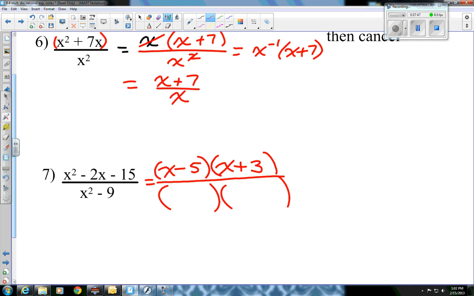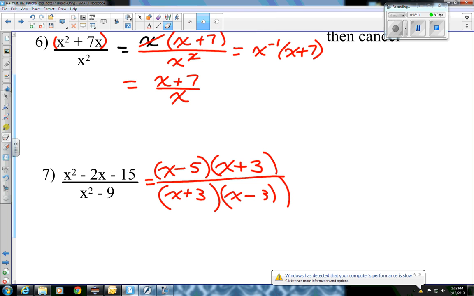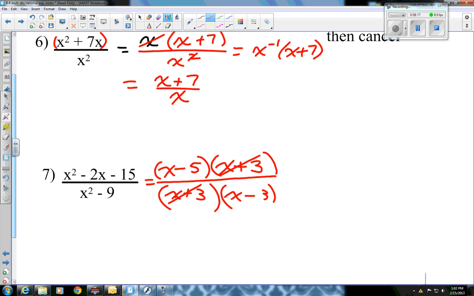Okay, what kind of special factoring am I going to use there? X plus 3, x minus 3. Did anybody remember the word we have for that? Binomial. Good guess. Difference of two squares. Remember that? Does that sound familiar? Yeah. X plus 3, x minus 3. Okay, these match. And so I get x minus 5 over x minus 3. That's it.